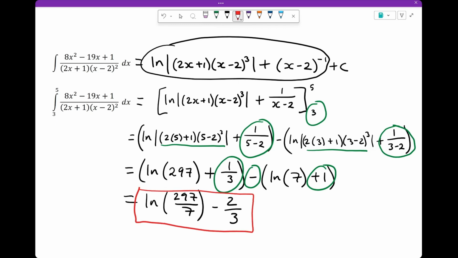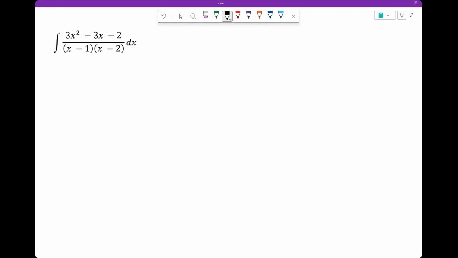Now let's have a look at an even more challenging question. So here's our final question. And once again, we've got a fraction and the denominator is factorized. So that is a hint we're going to have to use partial fractions.